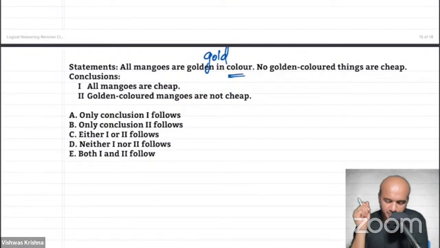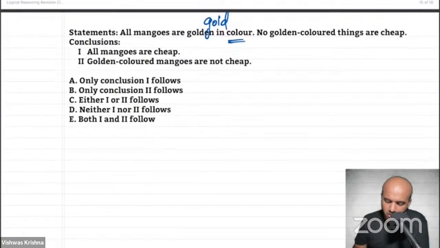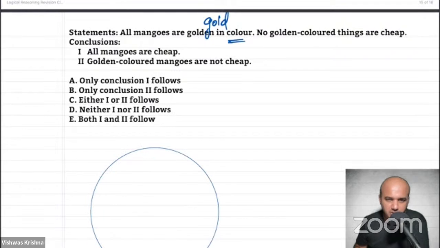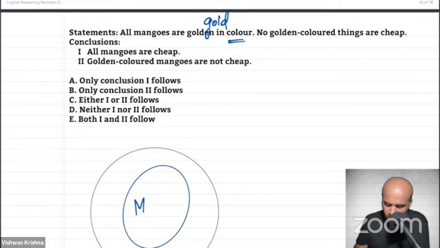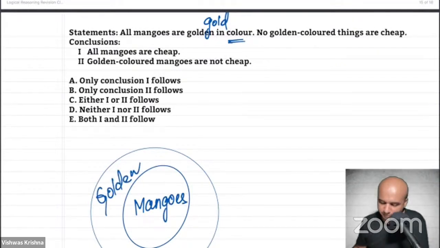Anyway, statements. Okay, let's try to draw this. All mangoes are golden in color. If this is the bigger circle, which can be considered as gold in color, mangoes are part of that particular circle. I will call this mangoes. And this is golden color.